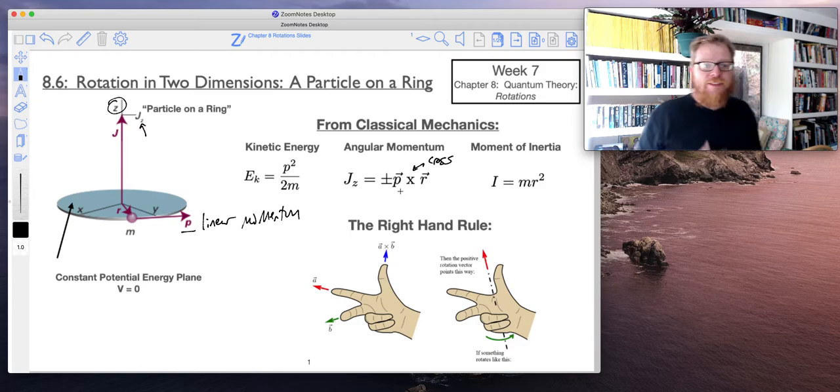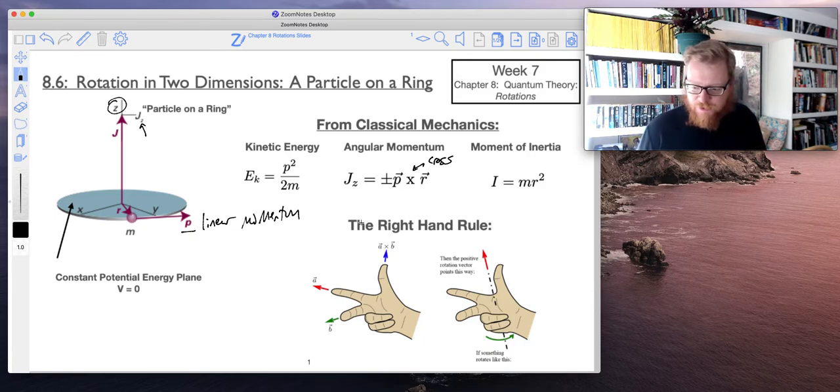Okay, so continuing along. We know kinetic energy is P squared divided by 2m. That's something we've talked about quite a bit. That comes from 1/2 mv squared. We've just talked about that angular momentum is plus or minus P cross R. And then also we're going to take advantage of the moment of inertia, I equals mr squared. So this is all from classical mechanics, and this is helping to build our picture so that we can build up an operator and then eventually solve a Schrodinger equation for this problem.